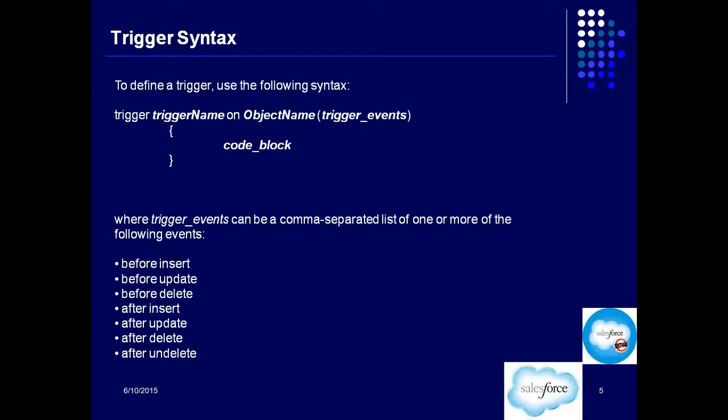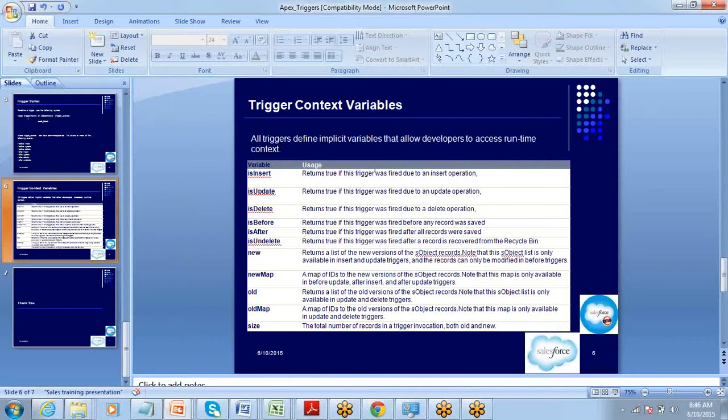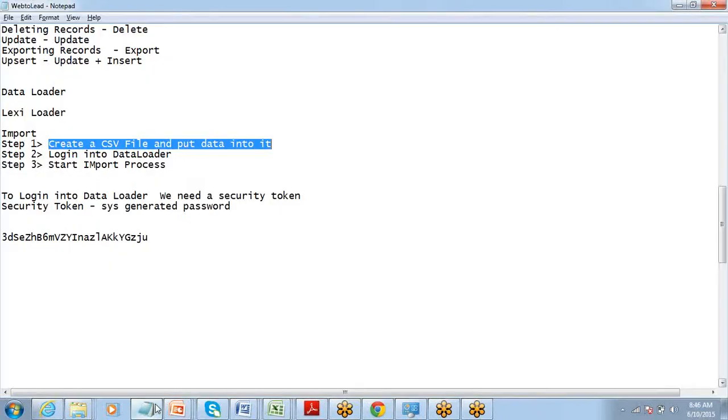Okay, so that's the syntax for the trigger. Now I want you to understand a few context variables, which we are going to use in trigger. Let's forget about it. The context variable thing, let's not get into it. I'll tell you a little later on this.